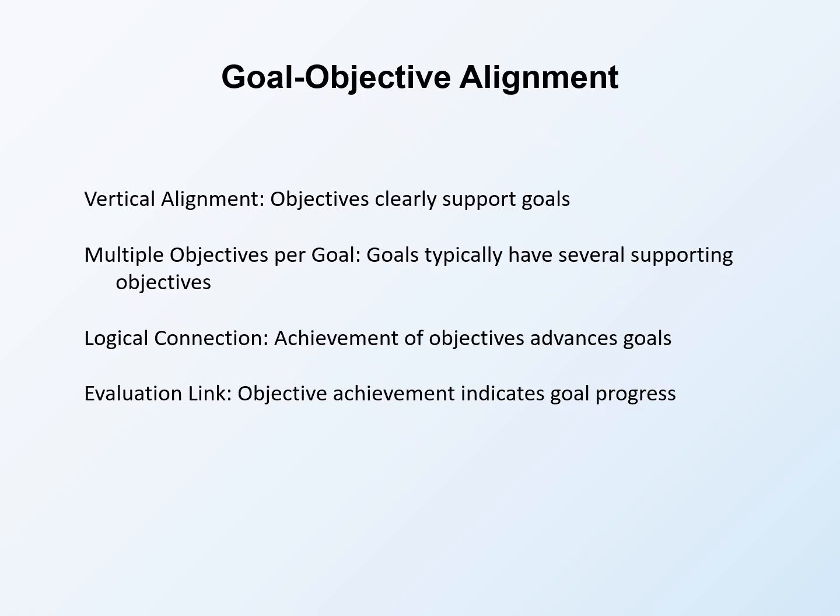Objectives should be sufficient for goal progress. The evaluation link uses objective achievement to indicate goal progress. While goals may be difficult to measure directly, achieving their supporting objectives suggests goal progress is occurring.